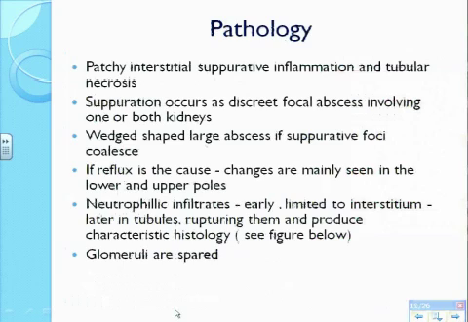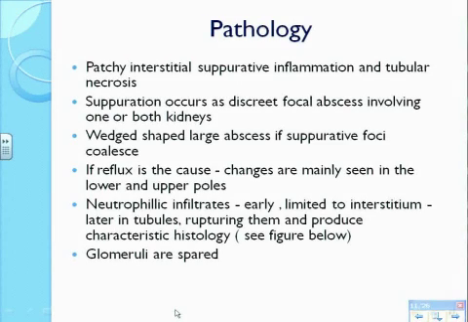Pathology: you get patchy interstitial suppurative inflammation, and tubular necrosis. Suppuration occurs in discrete foci. You know what suppuration means? It's like a giant abscess inside the kidney. So you'll see pus pockets inside. It's called suppuration. That means that portion of the kidney has died and the cells have necrosed. Not good. Okay? And you'll get focal abscesses.